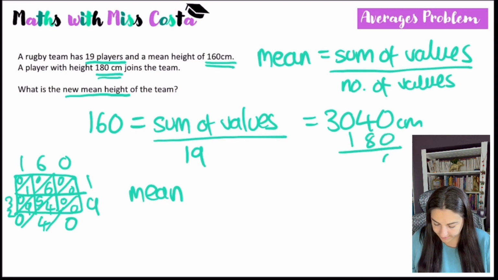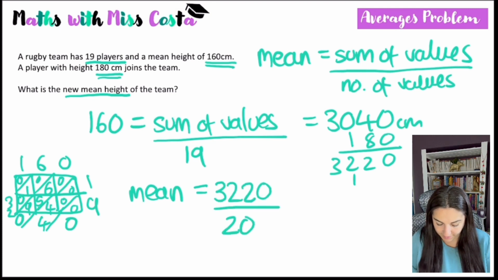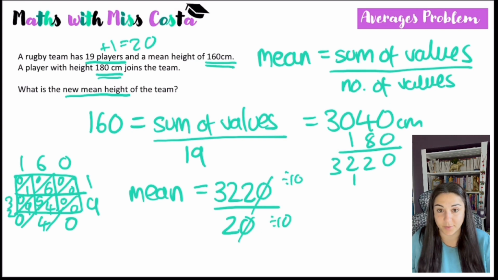Now, the new player joins the team, so I've got 3040 plus 180, which would give me 4 plus 8 is 12, 1 plus 1 is 2, 3,220. So the mean would be 3,220 over 20 because I now have another player. So 19 plus 1 is 20. How could I simplify this? Divide both sides by 10. Well, not both sides, the top and the bottom.